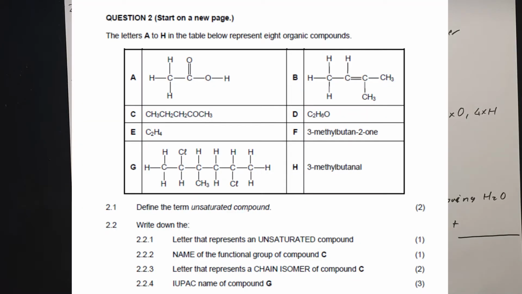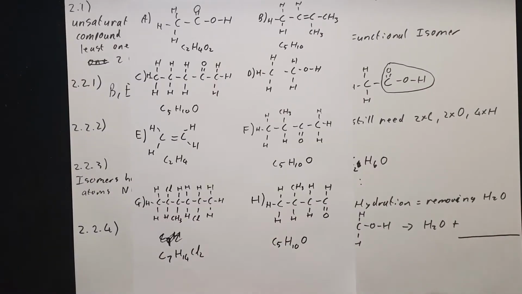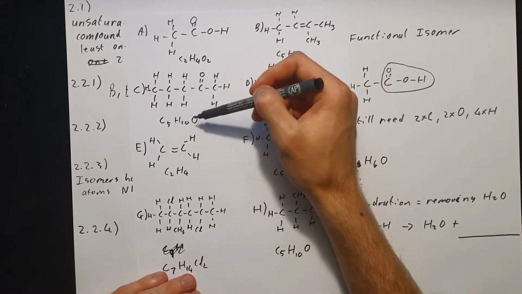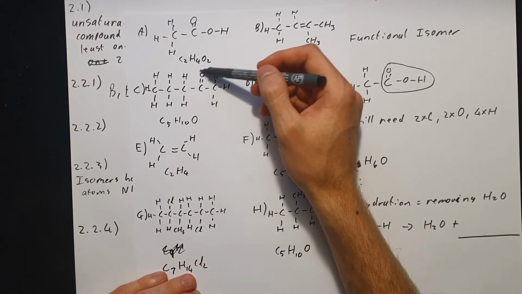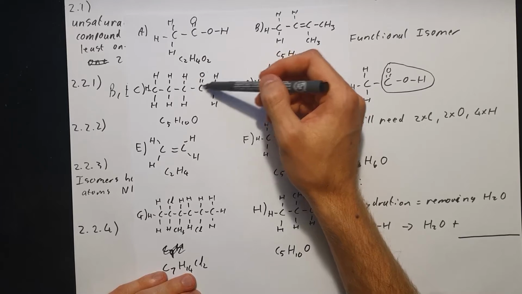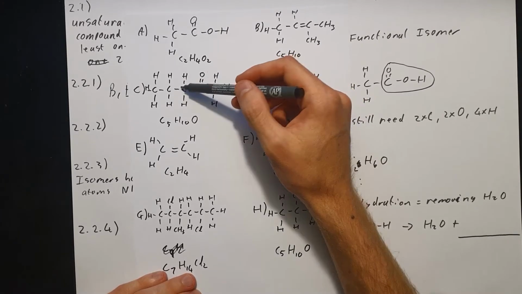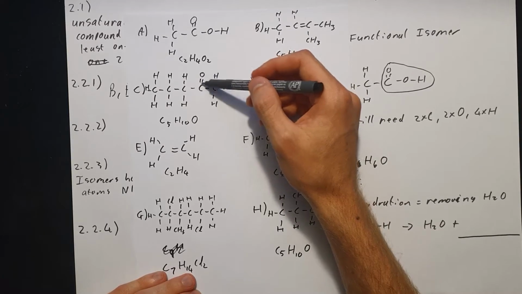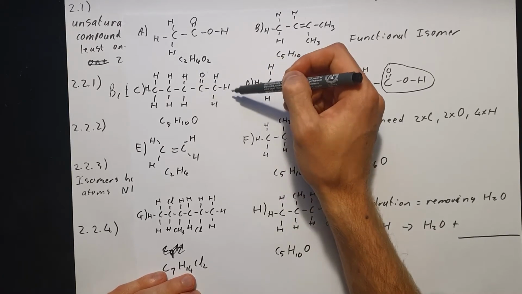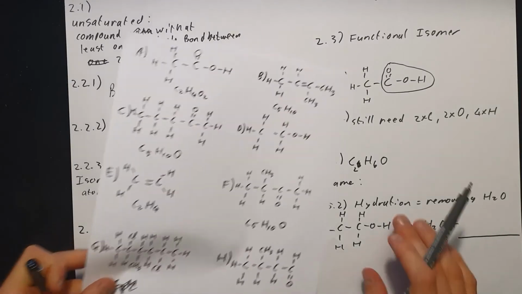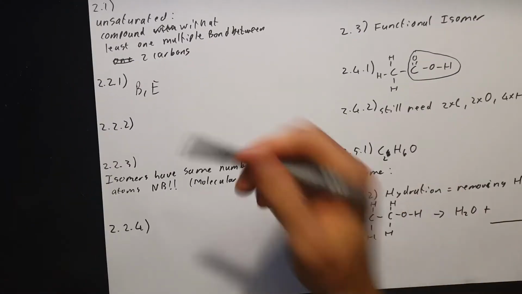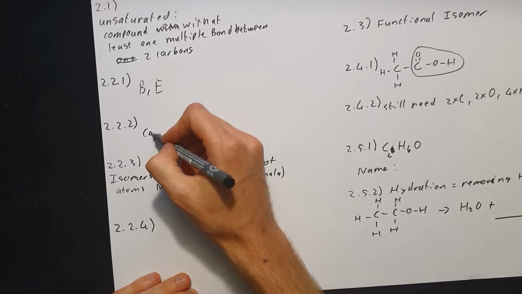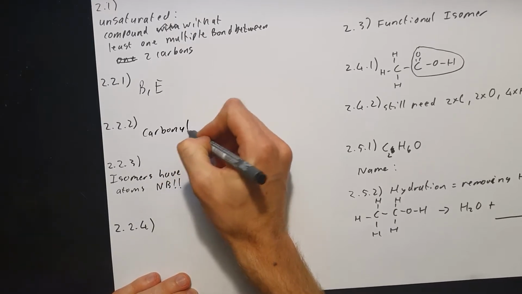Now, 2.2.2 says name the functional group of compound C. If we go to compound C, I've drawn it out over here. We can see we've got the oxygen double bonded to a carbon that sits between two carbons. Any group that has a double bonded oxygen that's not on the end, we call a carbonyl group. So 2.2.2 is just your carbonyl group.